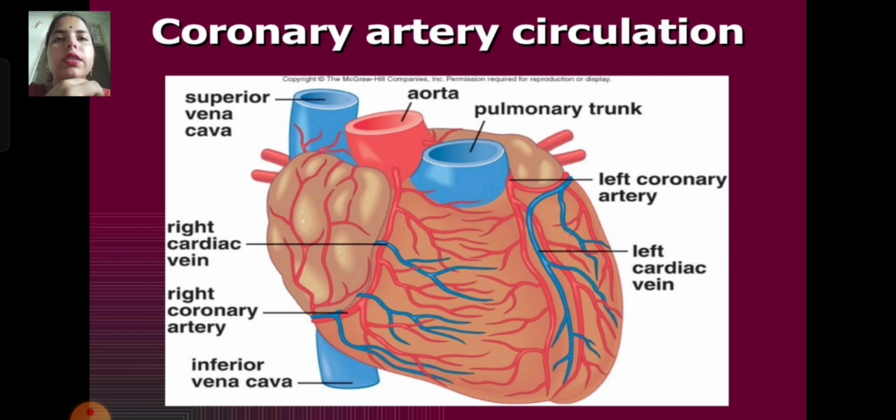In today's class, I discuss the coronary artery circulation. There are the superior vena cava, aorta, pulmonary trunk, left coronary arteries, left cardiac veins, right cardiac vein, and the right coronary arteries. Inferior vena cava is seen in this structure.